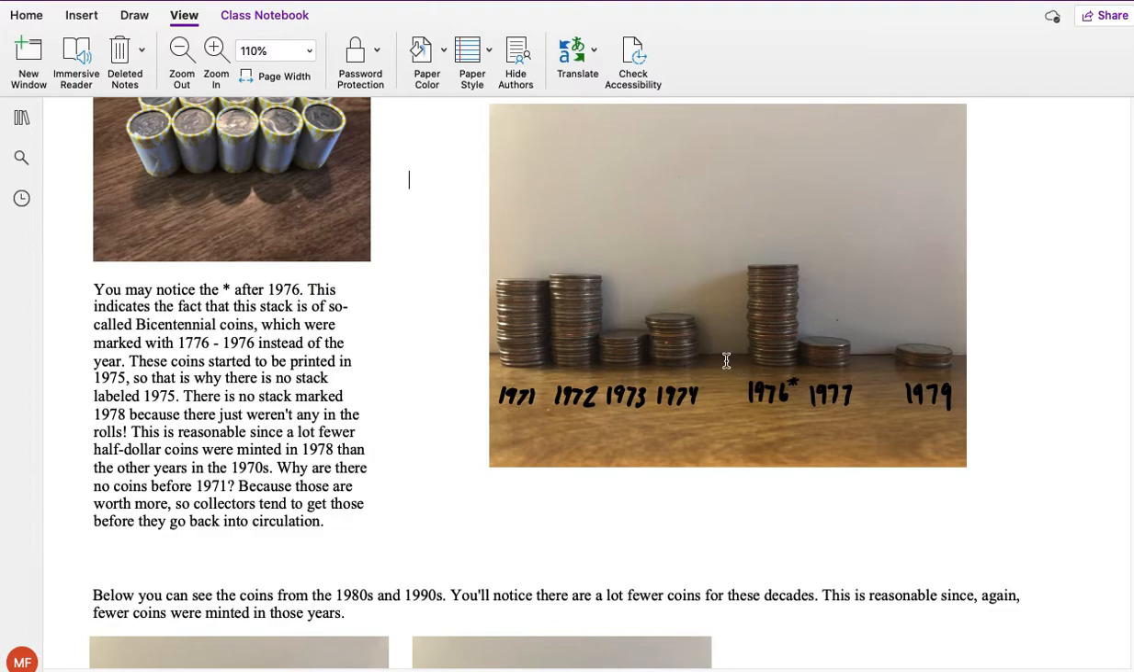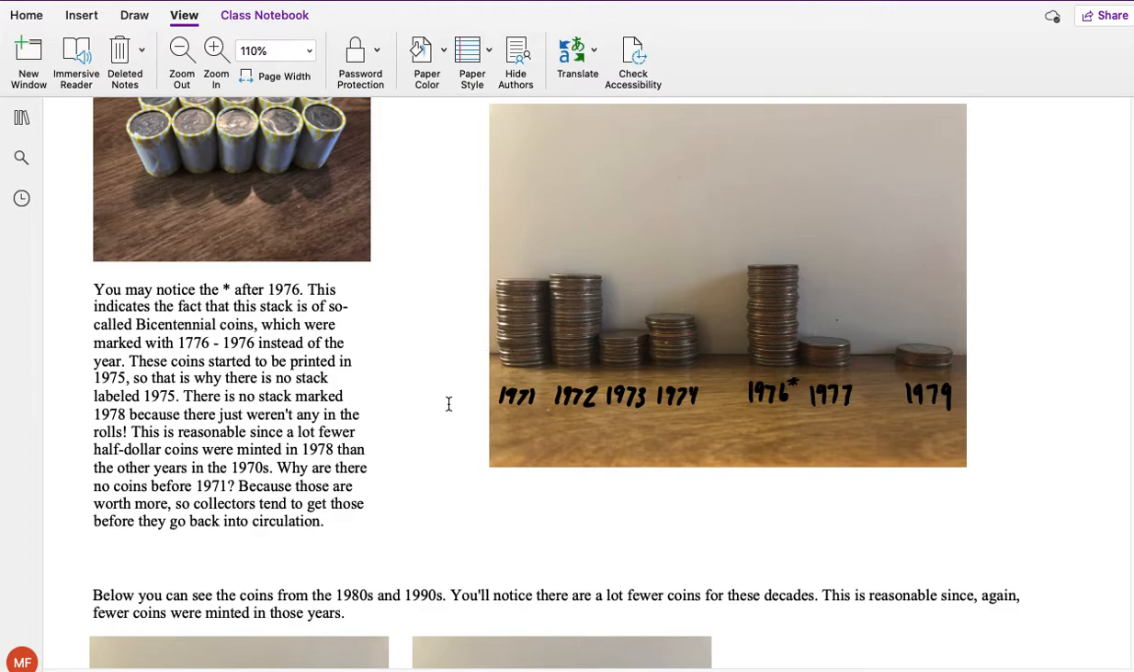There's a space here for 1975. I'll explain that in a moment. 1976, 1977. There's a space for 1978 and 1979. Okay. So you can very quickly see that the 1976 was the most common type, with 1972 the next most common, and 1971 the next most common.